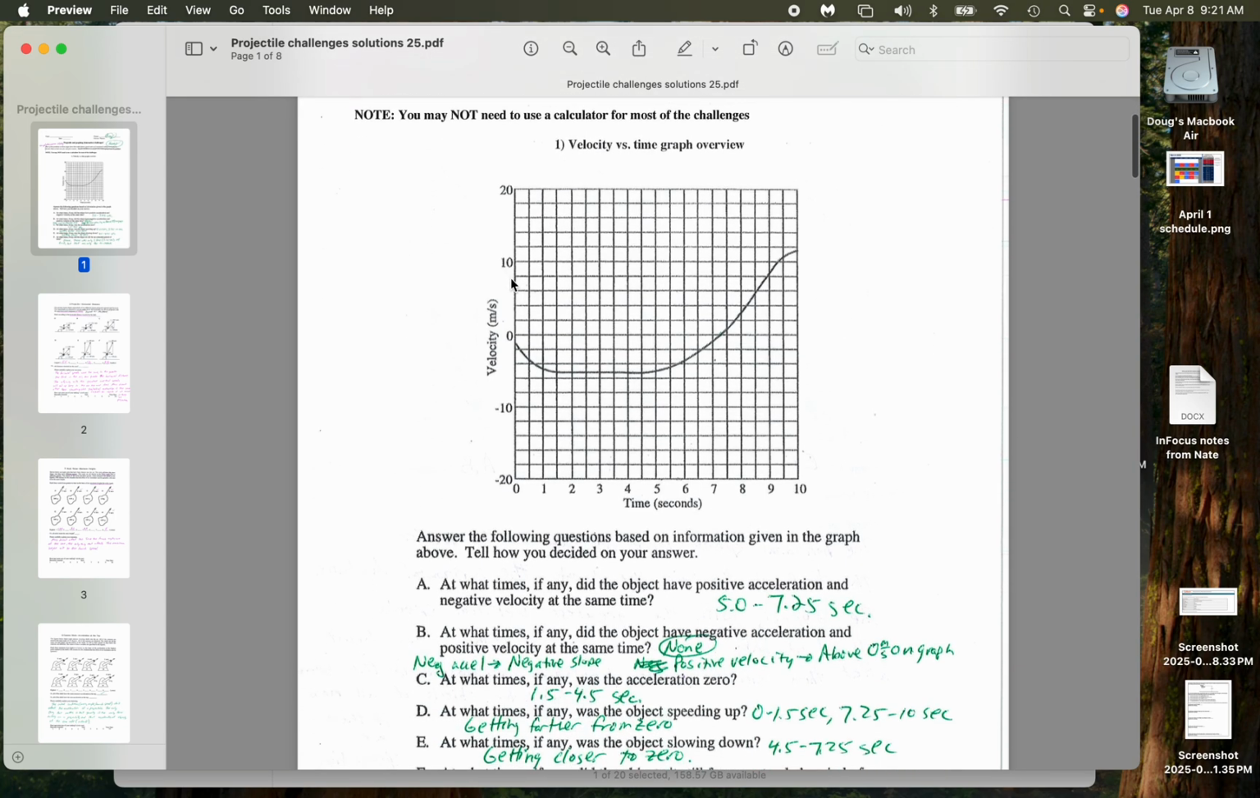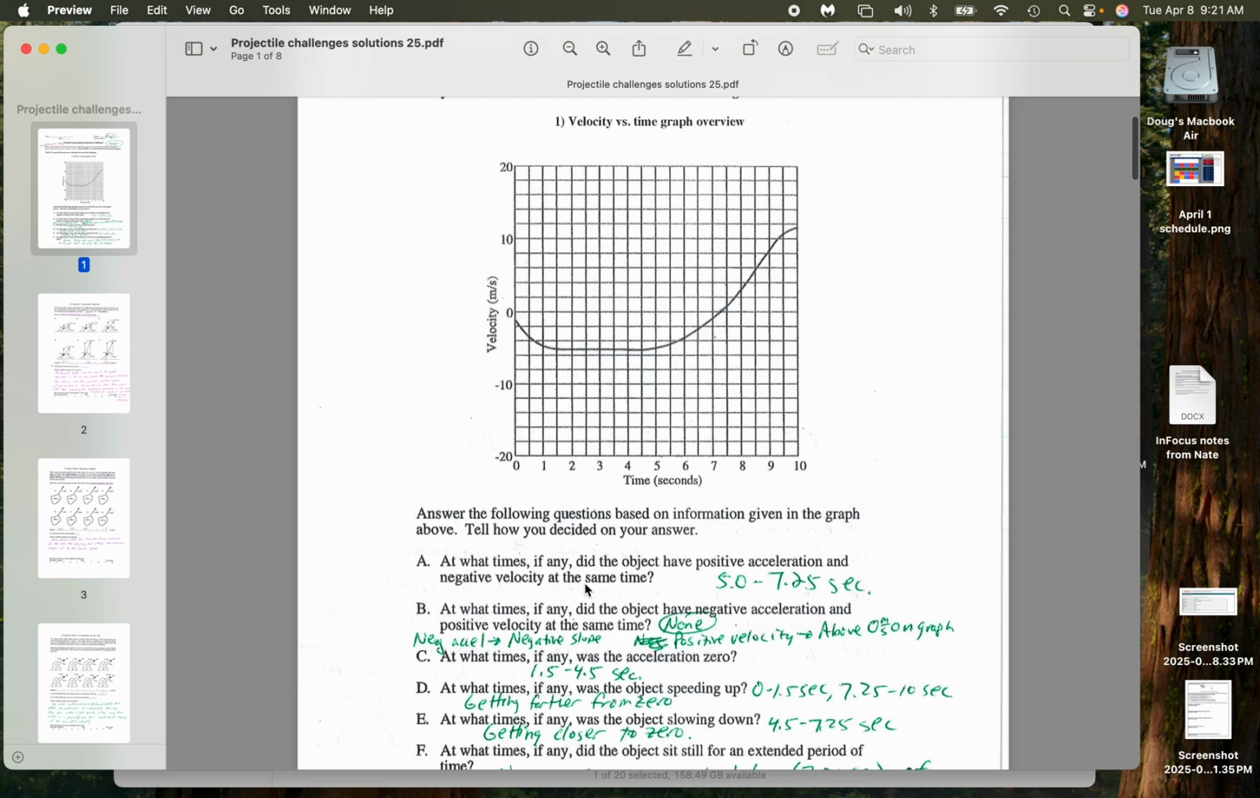So for number one, this is a velocity versus time curve. Notice it starts below zero, it's going more below zero, then it's staying at constant negative, then it's increasing to zero, and then increasing above zero. So it's saying at what times, if any, did the object have a positive acceleration and a negative velocity. So positive acceleration means a positive slope. Negative velocity means this is below zero. So I would say somewhere between here, around 4.5 seconds, and 7.25 seconds.